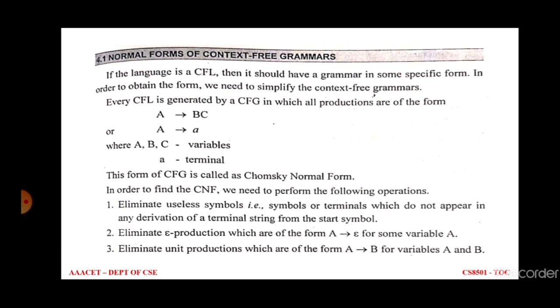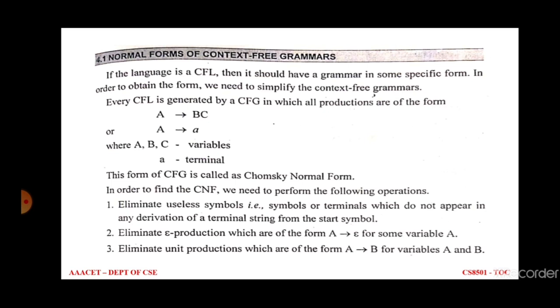If the language is a CFL, then it should have a grammar in some specific form. In order to obtain the form, we have to simplify the context-free grammar. Every language is generated by some grammar in which all the productions are of the form capital A tends to BC and capital A tends to small a. Here capital A, capital B, capital C are variables or non-terminals, and small a is a terminal symbol.